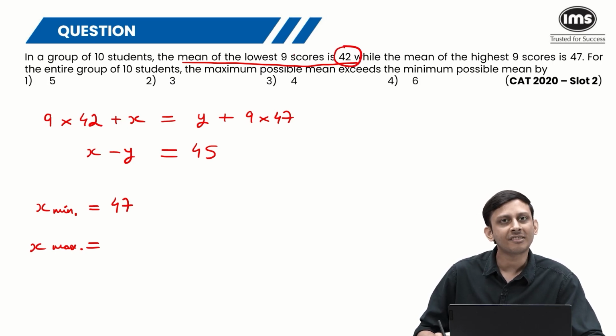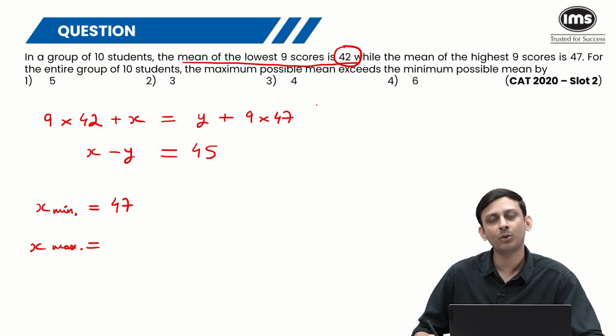Because see, if the lowest 9 scores, the mean is 42, that means y cannot be more than 42. Y is the lowest one. If I make y more than 42, if I make y 43, for example, then all these other lowest scores will have to be at least 43. Y is the lowest. So if I make y 43, the others cannot be less than 43. So then how will we get the mean of 42?